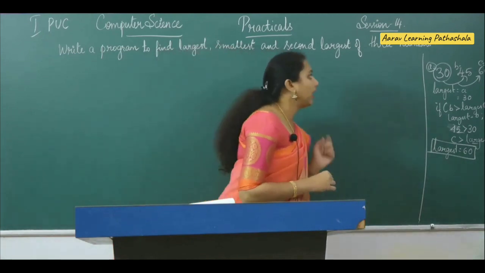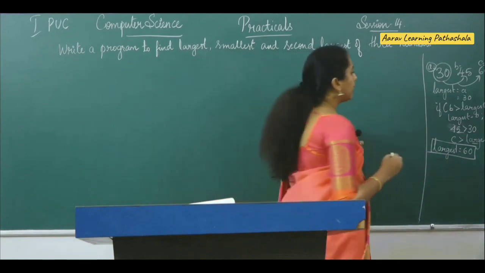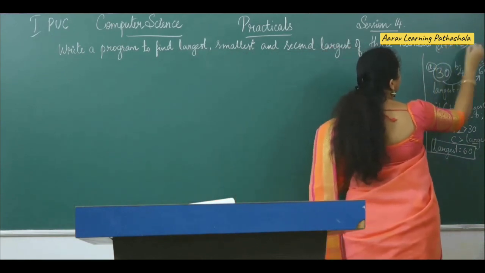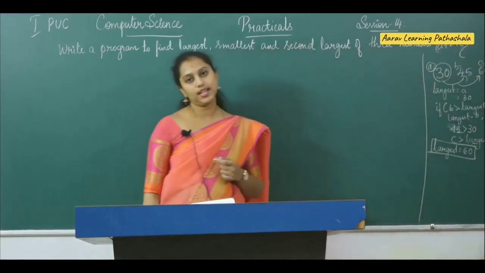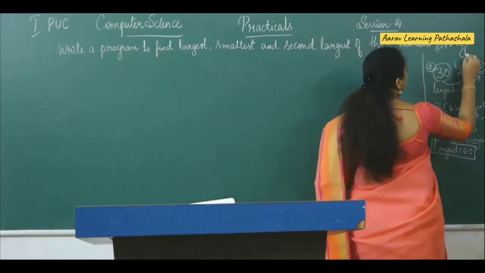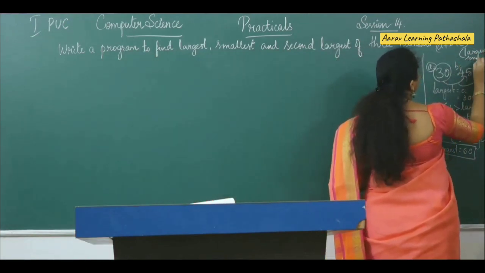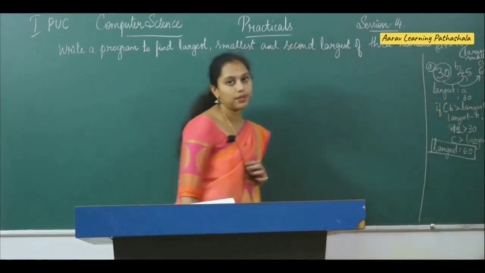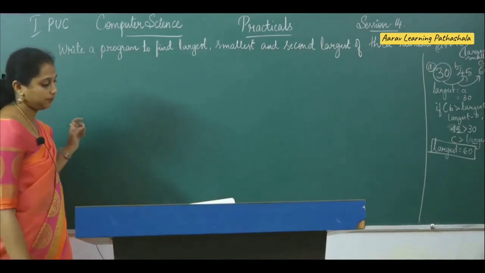Then, how to find the second largest of three numbers? It is nothing but A plus B plus C minus largest plus smallest. You will get the second largest number. Now let's write the logic for that.